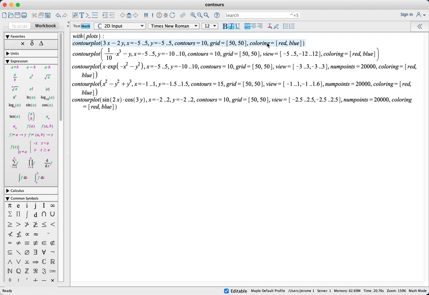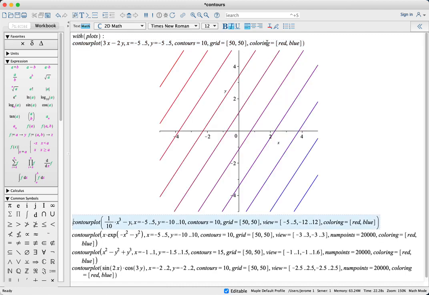Remember, when we did it by hand, we got a bunch of parallel lines. Let's see if that holds. And those look like lines, and they do look parallel, right? And yeah, so those are the contours.